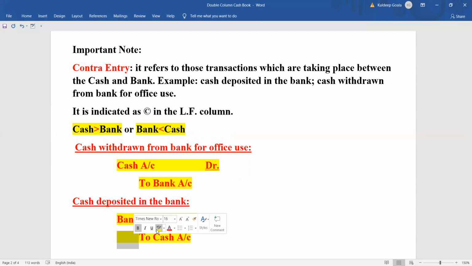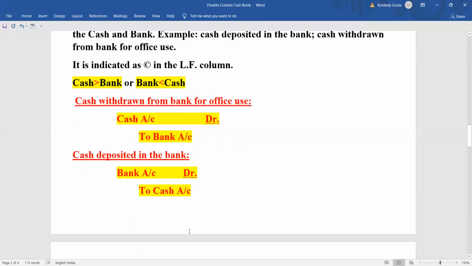Cash is going out of the business, so the bank is receiving it: bank, the receiver, is debit, and cash, a real account, goes out: credit. Bank account debit to cash account. In this case you must remember that it should be indicated by contra. A C should be here. This C refers to contra. This should be there in the ledger folio column, reflecting the effect of the contra entry.